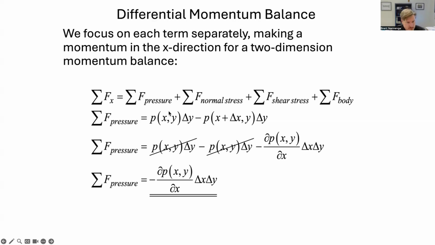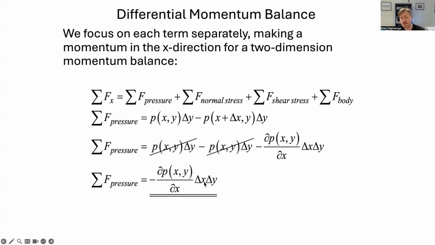So if we look at pressure, we're basically going to have the pressure right here at x, along y, minus the pressure at x plus delta x. So if we're thinking in the x direction, that's the pressure on one side, and then the pressure on the other face that's just delta x away from this one. Then if you look at how this is written, you can break this apart and cancel terms out, and you eventually end up with the pressure term being the derivative of pressure with respect to x, times delta y.